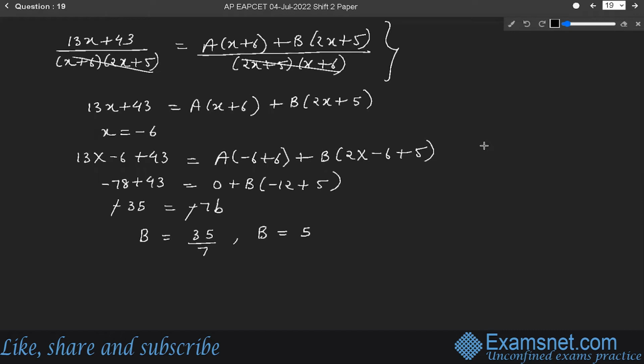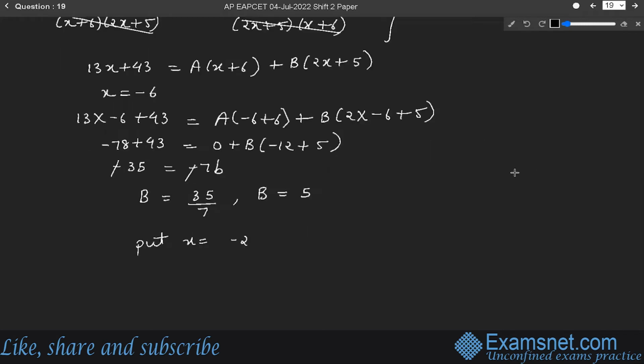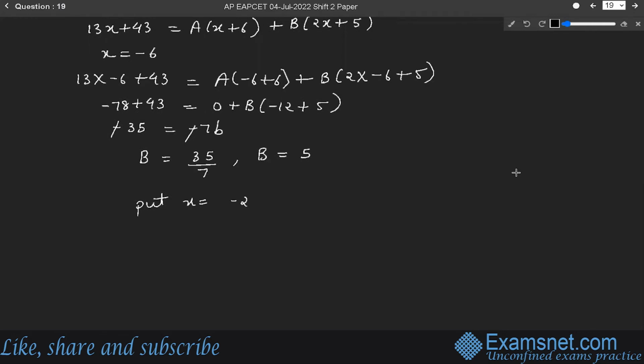Now, put x is equal to minus 2. When we put x is equal to minus 2 in the equation, it becomes 13 into minus 2 plus 43 is equal to a into (minus 2 plus 6) plus b into (2 into minus 2 plus 5).